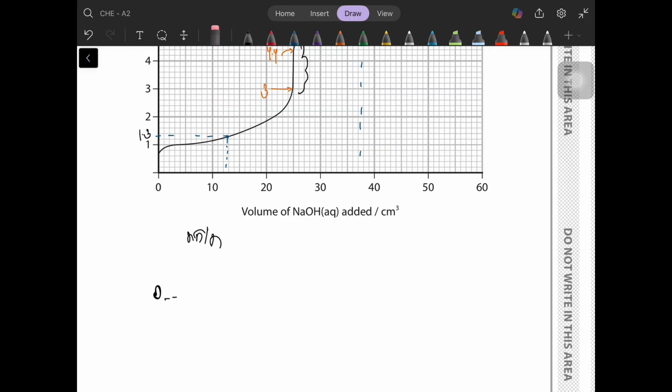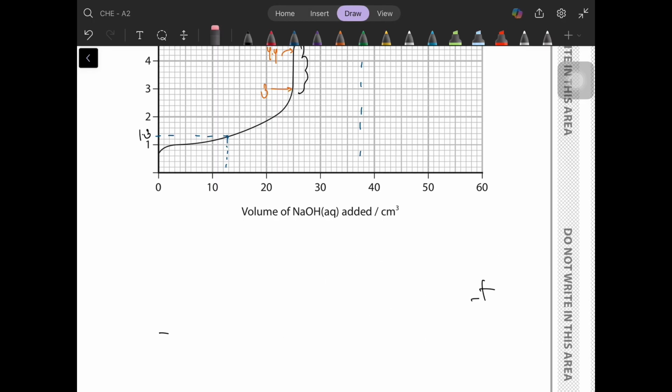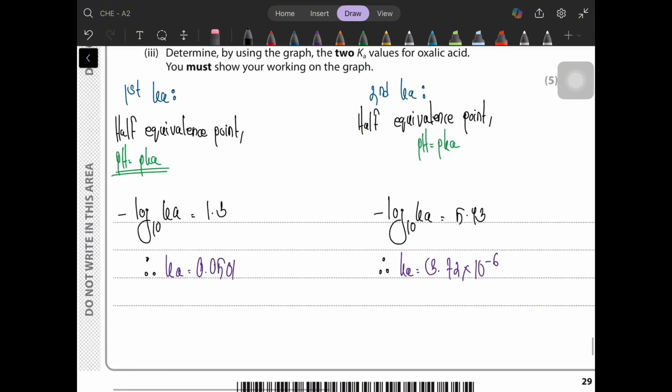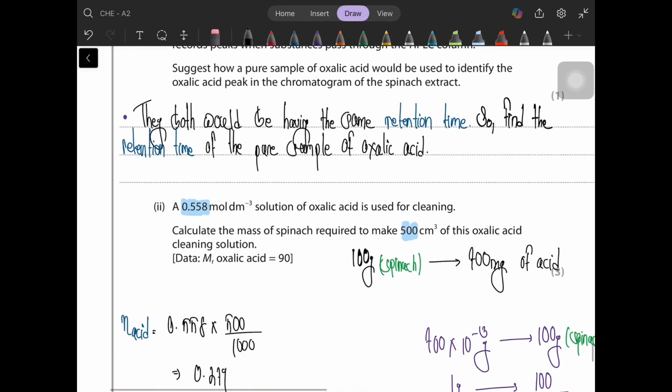So whenever there's a prefix p, it means minus log base 10 of H plus, right? So I feel like I made a mistake over there. That is, it should be minus log base 10 of Ka equals pKa. So let's just move on over there. So yeah, that is what I have written over here, and that's how I find Ka here. So let's just move on.